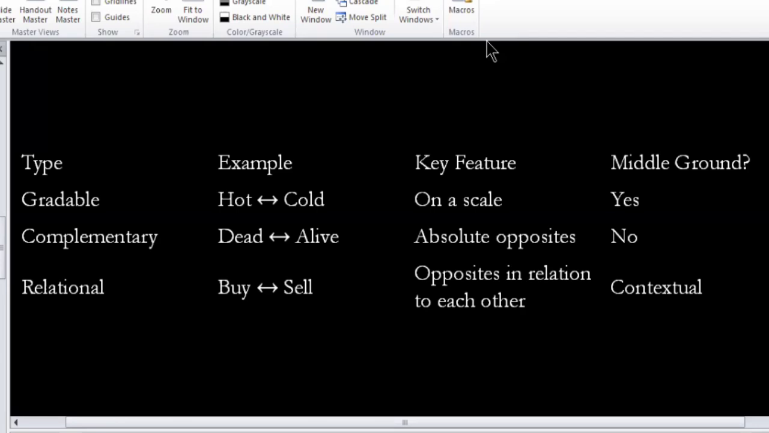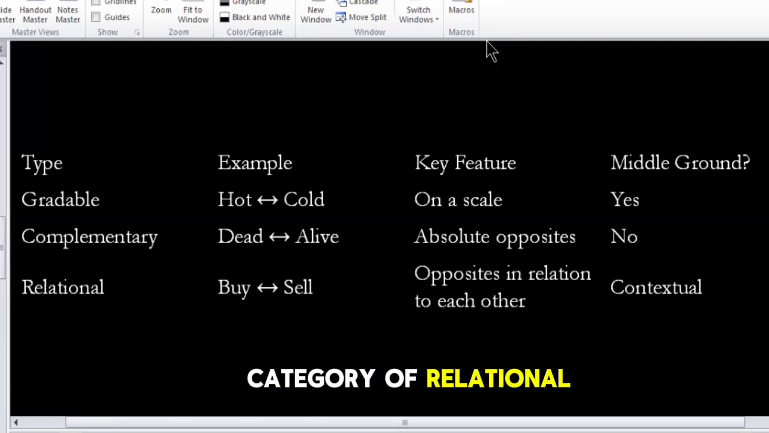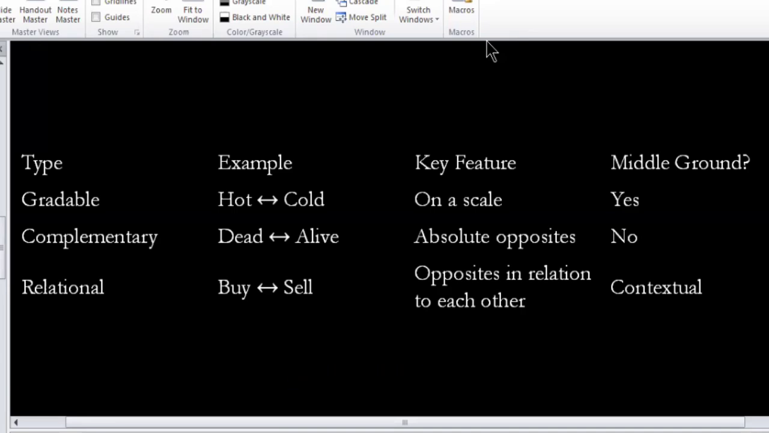Relational में वो words भी आ सकते हैं, like teacher and student, father and mother. These all antonyms come under the category of relational antonyms and it is again contextual. ये सारे जितने भी हमारे पास types हैं antonyms के, gradable, complementary और relational, these are based on the context where you are using it. So according to the context we divide them in different categories. Clear?